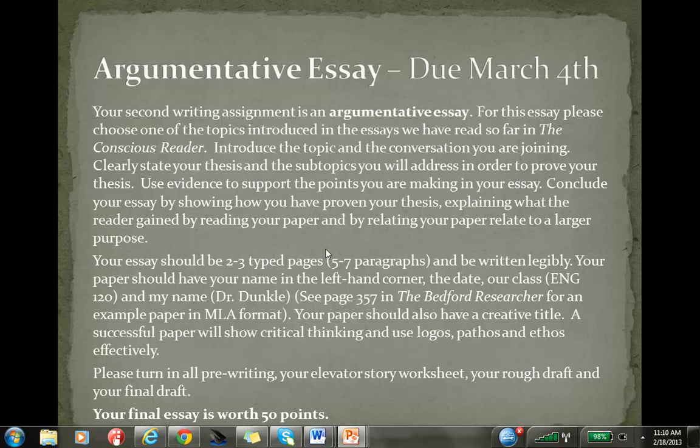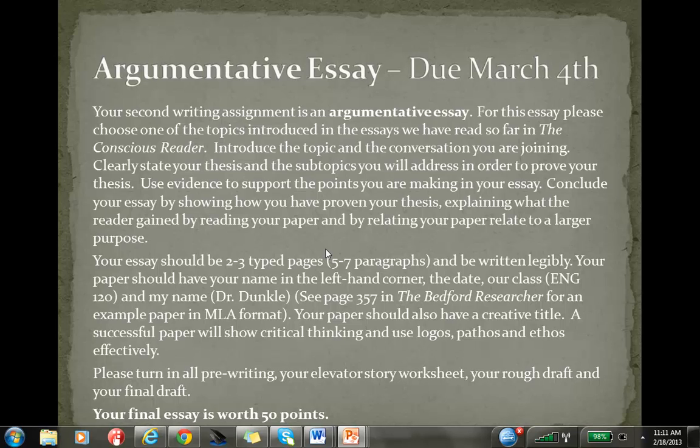topics from. When you write your essay, you're going to introduce the topic and the conversation you are joining. You're going to clearly state your thesis and the subtopics you will address in order to prove your thesis, right? You're going to use evidence from The Conscious Reader to support the points you are making in your essay. Then you're going to conclude your essay by showing how you've proven your thesis, explaining what the reader gained by reading your paper, and by relating your paper to a larger purpose.